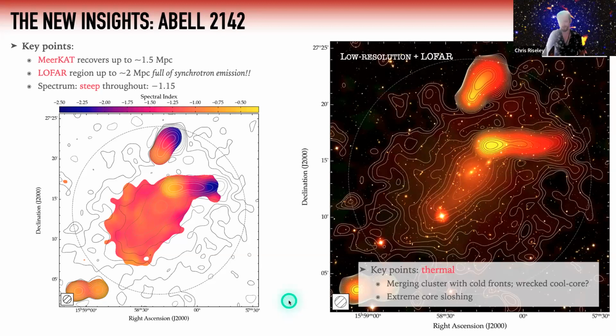And in Abell 2142, some of the key insights from the thermal point of view, I don't have nice maps to show you, unfortunately, but Abell 2142 is an interesting case because it's a merging cluster that shows at least 4 different sets of cold fronts, which perhaps indicates that these cold fronts are the remnants of a cool core that was disrupted during a merger event, not a massive cataclysmic merger like you see in some clusters, but a merger that was significant enough to disrupt the cool core and set off extreme core sloshing. And so we're seeing these cold fronts throughout the cluster.